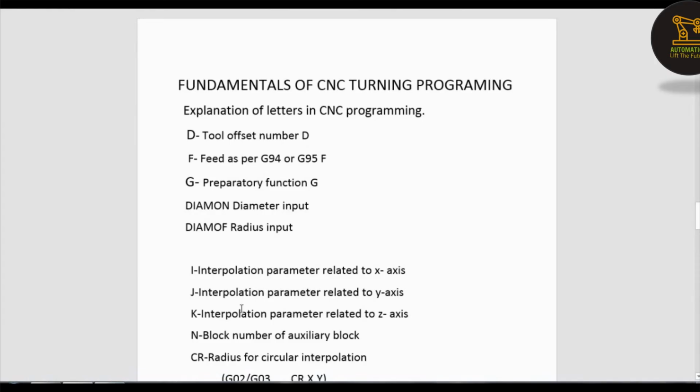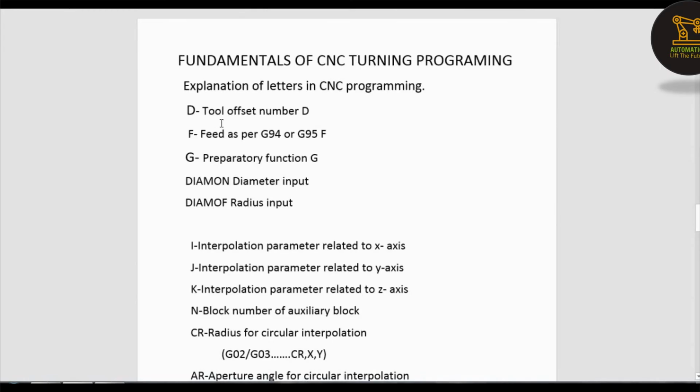Now let's discuss the fundamentals of CNC turning programming. These are very important. Explanation of letters in CNC programming. D means tool offset number. F, feed as per G94 or G95. And G, preparatory function. Diameter input: if we use DIAMON, the input will be in diameter. If we use DIAMOF, the dimension will be in radius.